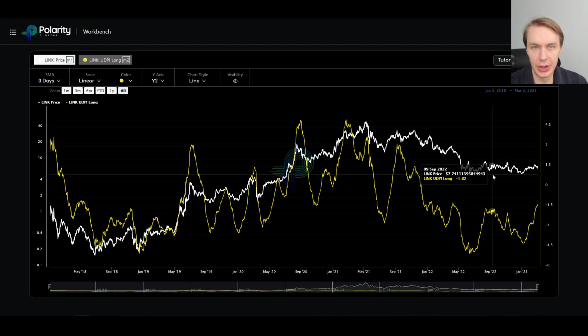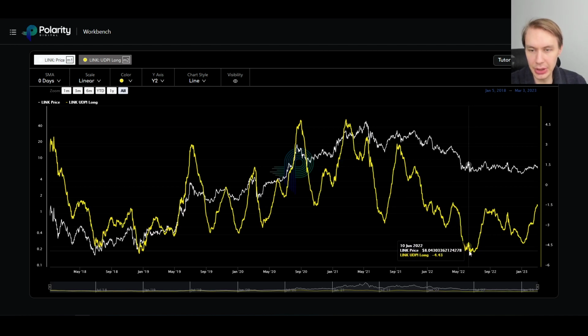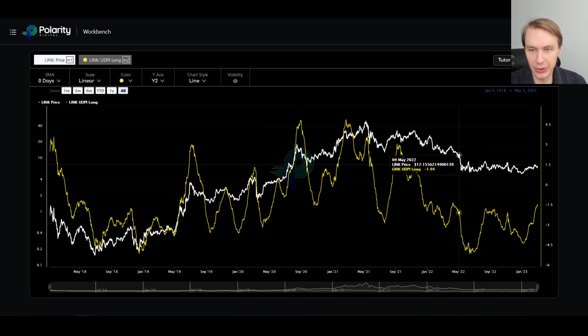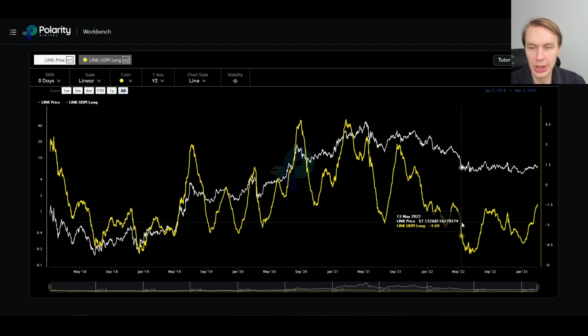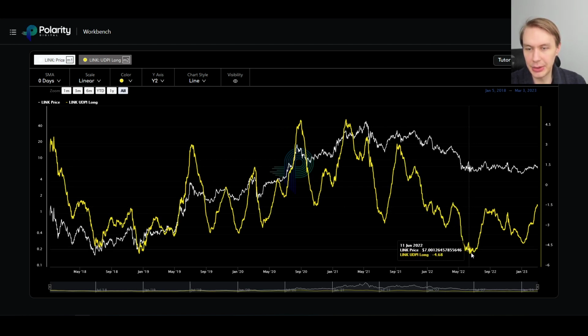Now let's flip over to the long-term UDPI. So this cares about moves that play out over months to multiple months, much longer term in its time horizons, not really worrying about that short-term volatility like the short-term UDPI is. And so what we can see here is that the long-term UDPI really bottomed out more recently for LINK right around here into that capitulation down in May of 2022, when we actually did see at least the local low for LINK.